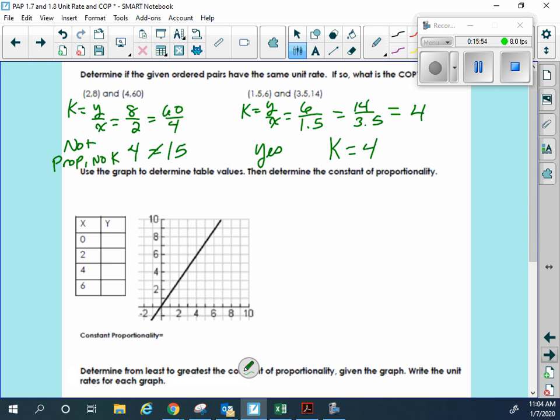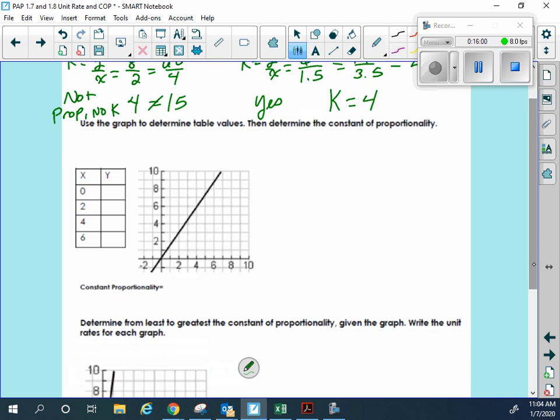Okay. Now, so we did it from a table, we did it from just 2 points, and now we're going to do it on a graph. It says use the graph to determine the table values and then determine the constant of proportionality. So what they're saying is, here's the line that we're talking about. We want to know where it's located.